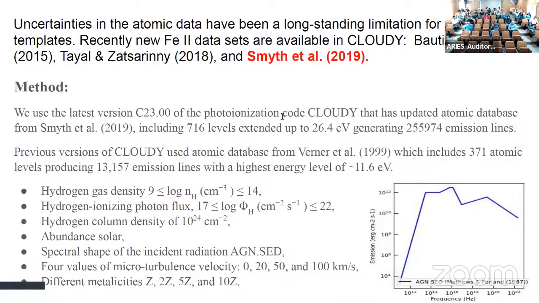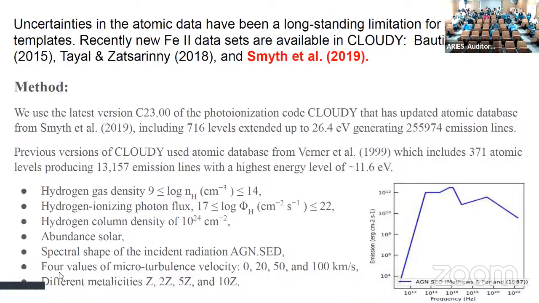So how did we do it? First of all, we use the latest version of Cloudy, and we use a complete grid of parameters, which has gas density from 10^9 to 10^14 per cubic centimeter, and the ionizing photon flux, which ranges from 10^17 to 10^22. We fix the hydrogen column density at 10^24. We use solar abundance for our standard model, but we also tried different metallicities. Then we also use the shape of the incident continuum, which is the default AGN shape in Cloudy. It looks like this one here.